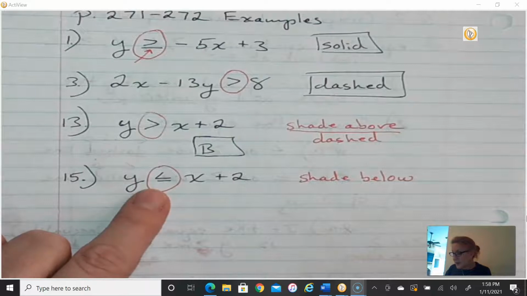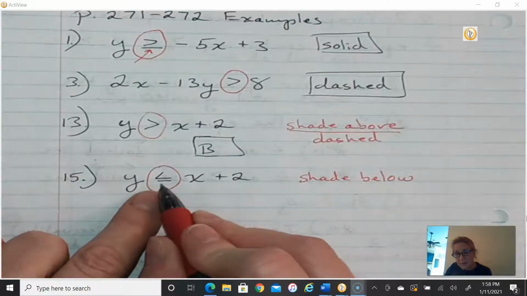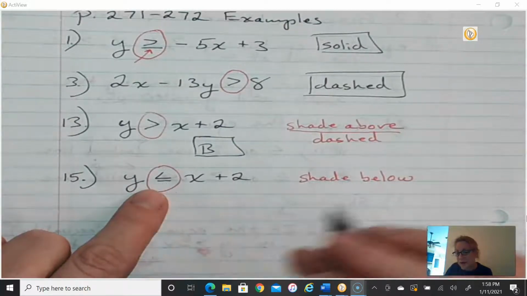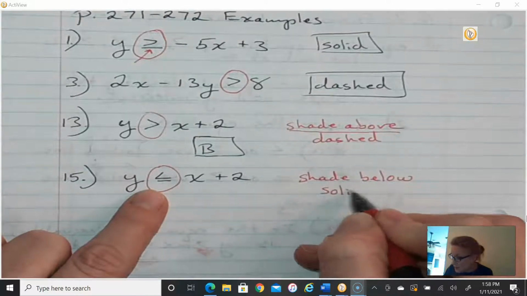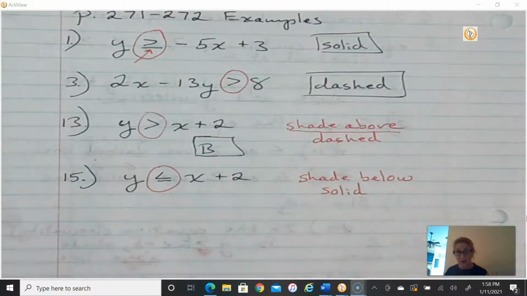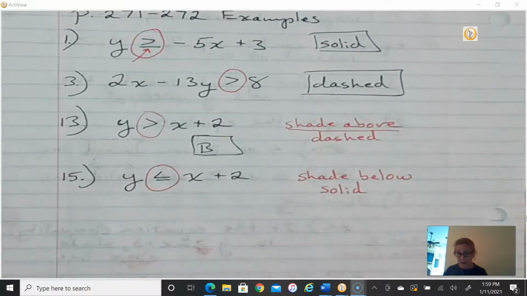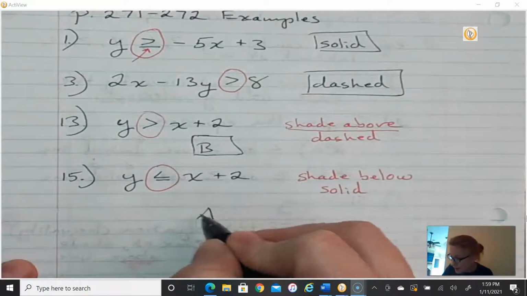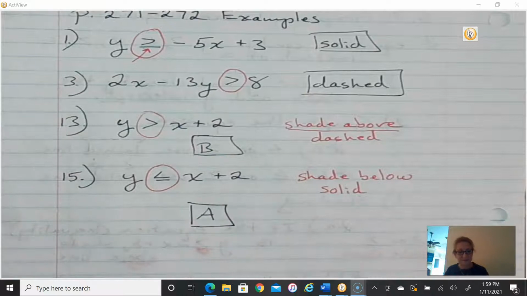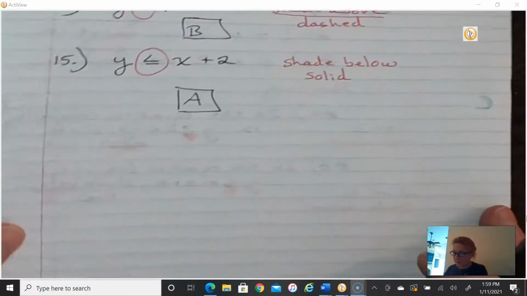Now let's look at the line. That tells us it's going to be a solid line. So, look at the graphs. Which one is shaded below and a solid line? That's right, it's A. So A is your answer. If you have questions, you know what to do.